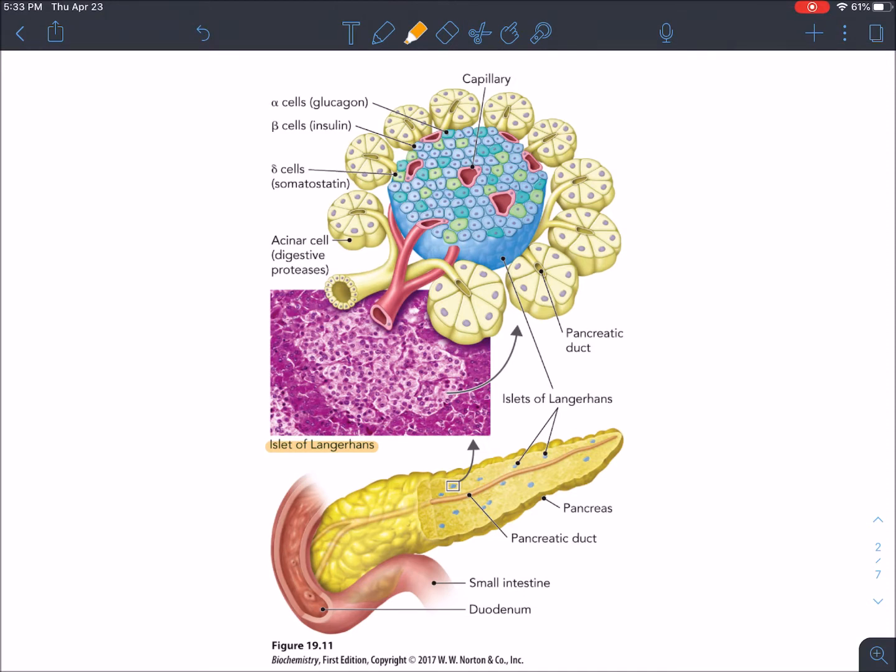First, there are the beta cells, which make up most of the cells in the islets and are responsible for releasing insulin. Then there are alpha cells, which are responsible for releasing glucagon. And lastly, there are the delta cells, which are responsible for secreting the hormone somatostatin. Somatostatin is a paracrine hormone that inhibits the release of insulin and glucagon.